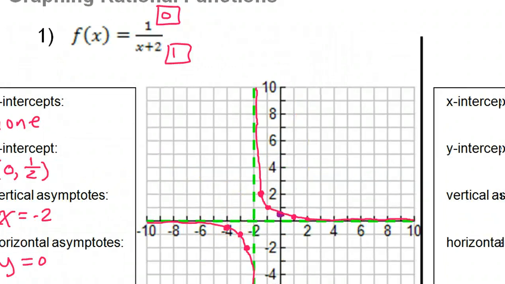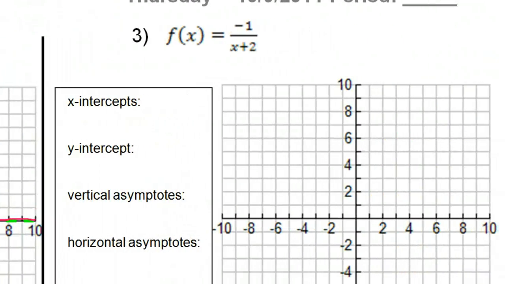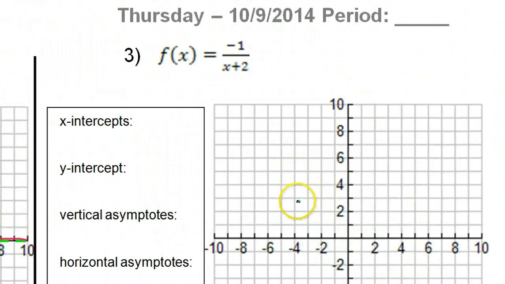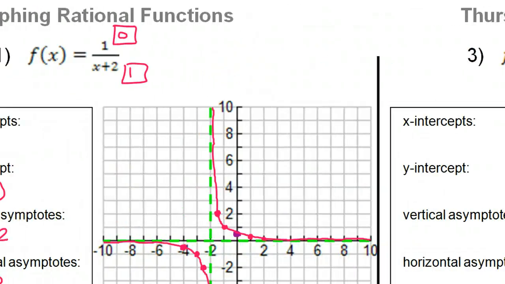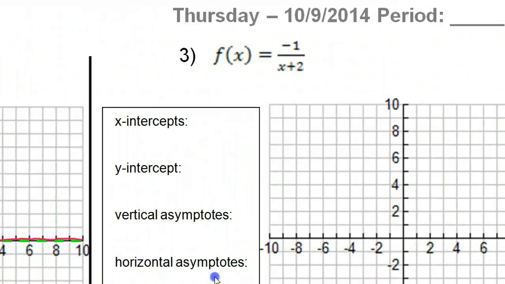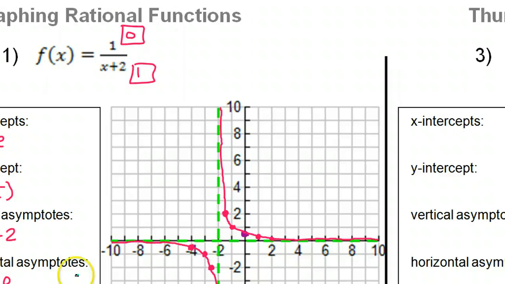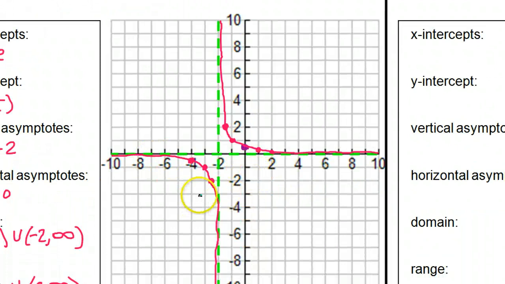All right, I'm going to go ahead and squeeze in problem number 3, even though it's going to make the video a little bit long. Note that having a negative here is a reflection over the x-axis. So number 1 and number 3 should be the same graph, except reflected over the x-axis. So this branch should be up here, and this branch should be down here. Everything else should be the same.